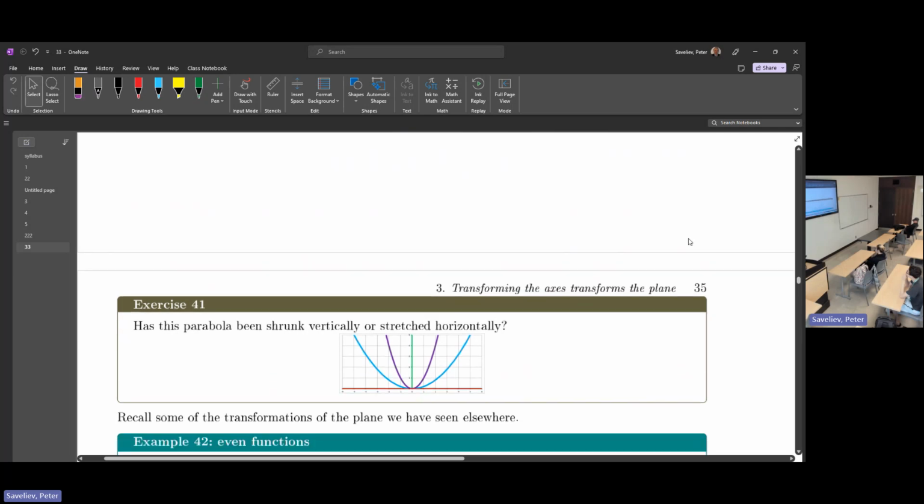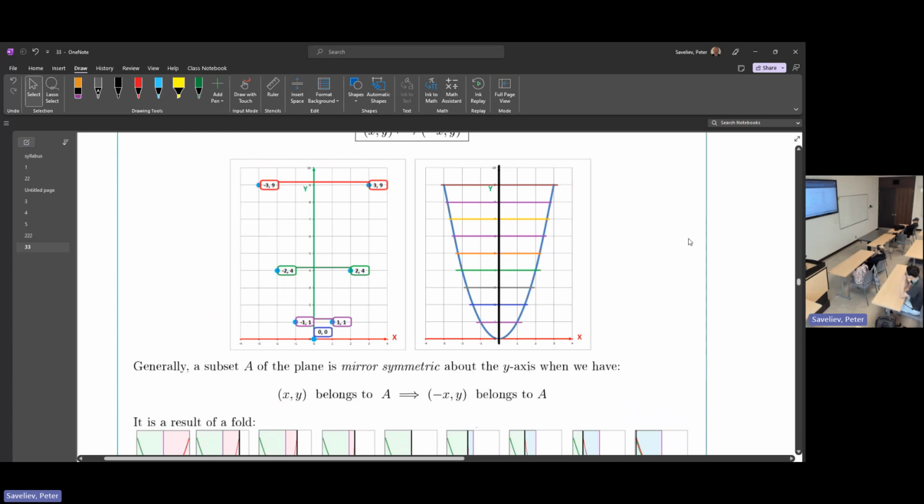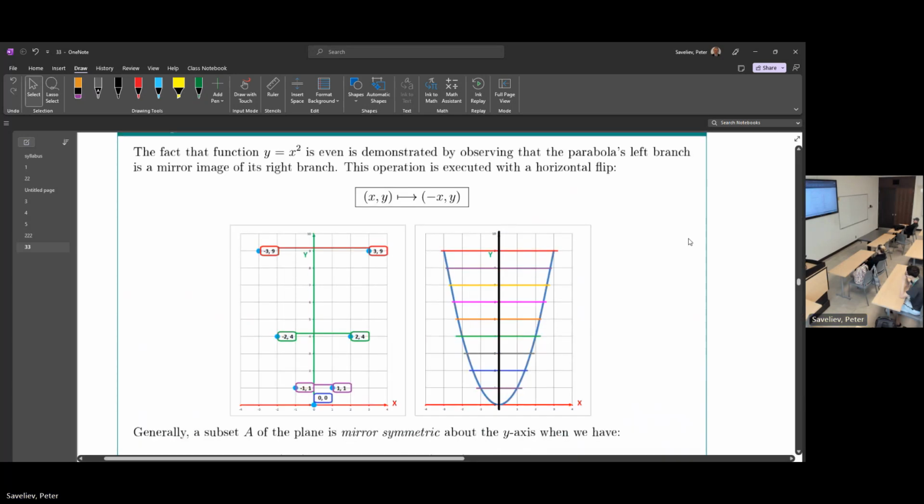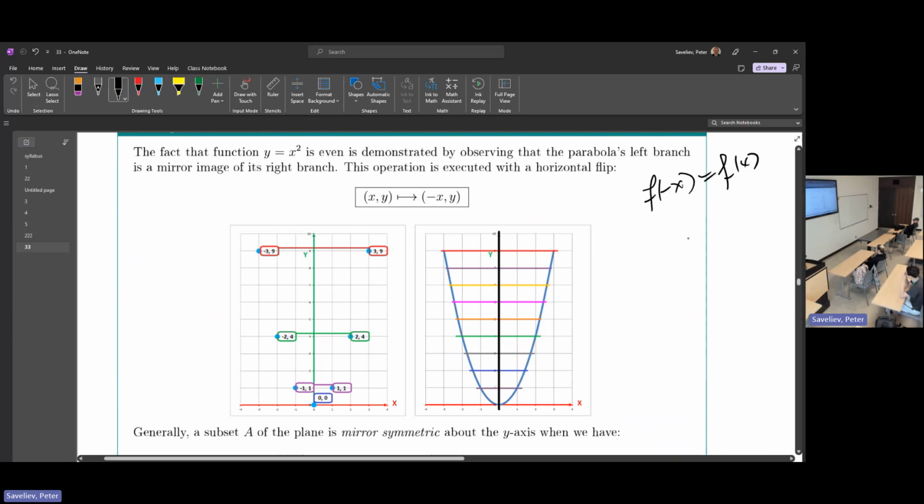So let's look at something familiar, even functions. Remember, even functions look like this. We understand them now, using this new language, as being subjected to transformation. In this case, it is a horizontal flip, and the graph lands on itself. That's what an even function is. Remember, an even function, you write it f of negative x is equal to f of x. Okay, so if you ever wondered about it, now we have a different look at it.